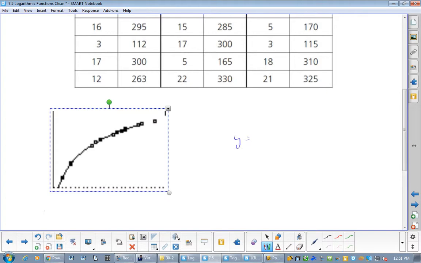Okay, so hopefully we got all this. Y equals negative 6.65 plus 108.49 ln x.